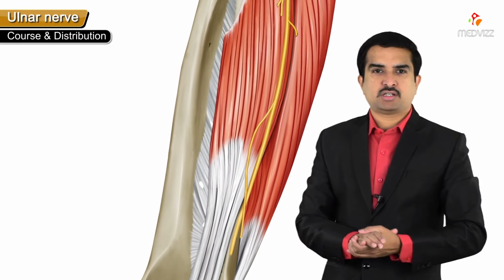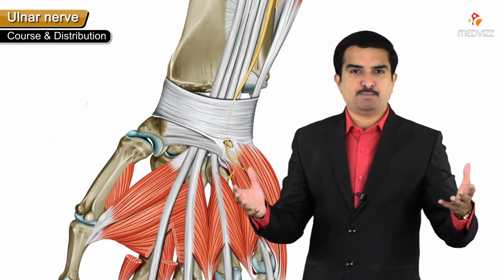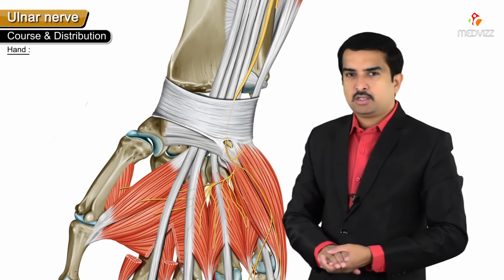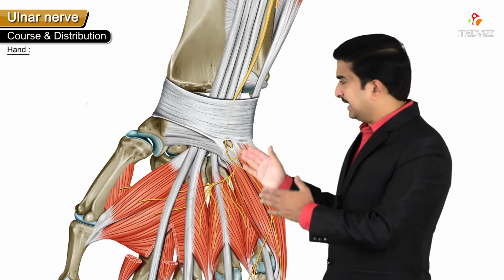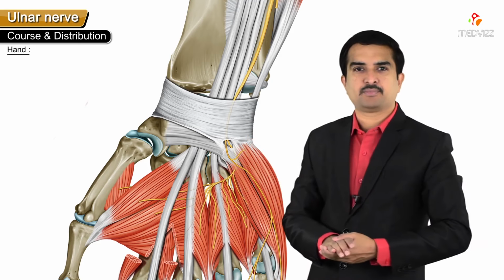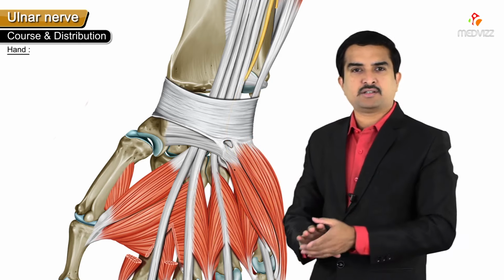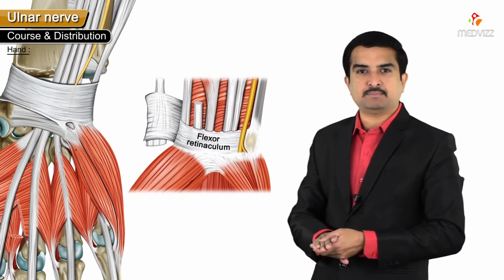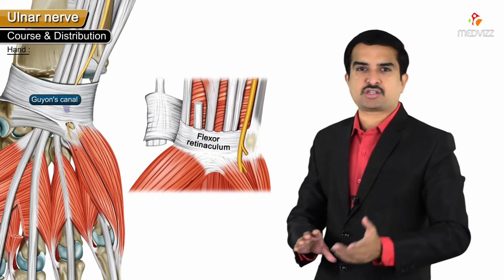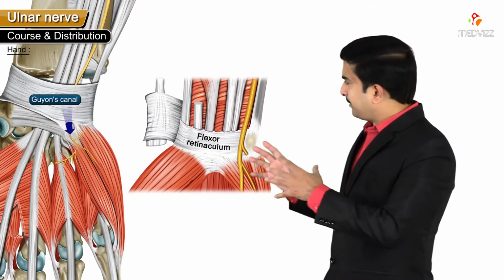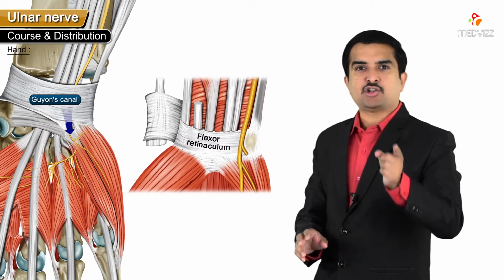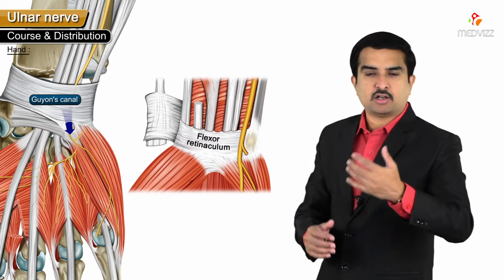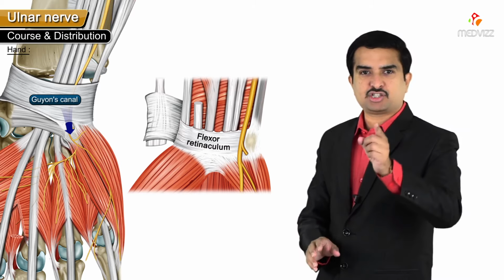Now let us talk about the course and distribution of the ulnar nerve in the hand. So from the forearm, the nerve should enter into the hand. So the ulnar nerve enters the hand superficial to the flexor retinaculum and inside the Guyon's canal. So what I am trying to say here is the Guyon's canal is situated superficial to the flexor retinaculum.